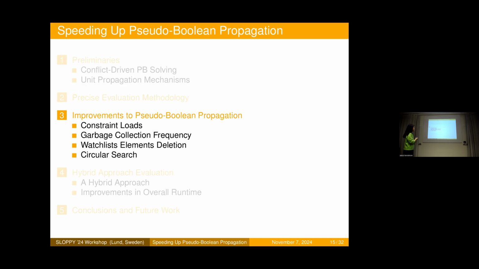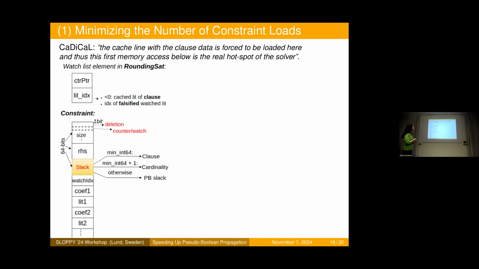Yeah, now I will show the improvements. Okay, here let's see, this is one sentence from the source code of Capitol. It's well known in SAT that the most time-consuming operation of a solver is traversing the watch list, having to load the corresponding clauses into memory, but these clauses could be very far from each other. So a lot of cache faults could be triggered. So our first step is to minimize the number of constraint loads.